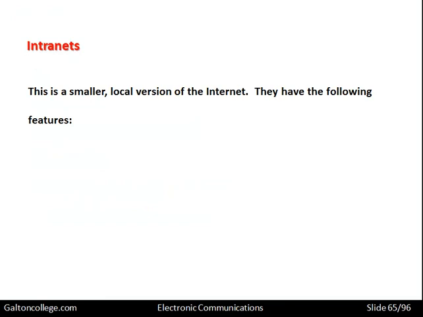Intranets. Well, this is a small local version of the internet. In fact, it's possible to have a bridge between an intranet and the internet. So the intranet runs and also the people using the internet can access the internet. But it may be the case that the intranet is simply closed off. It's an internal network within the business.